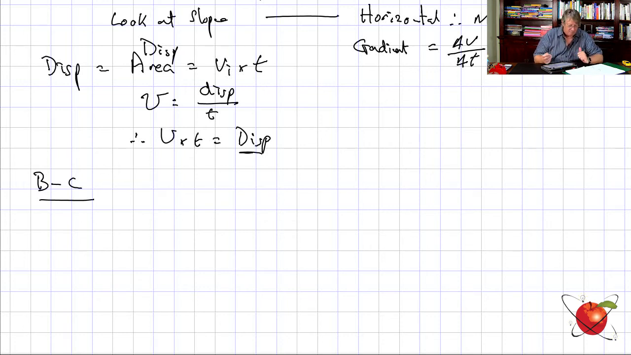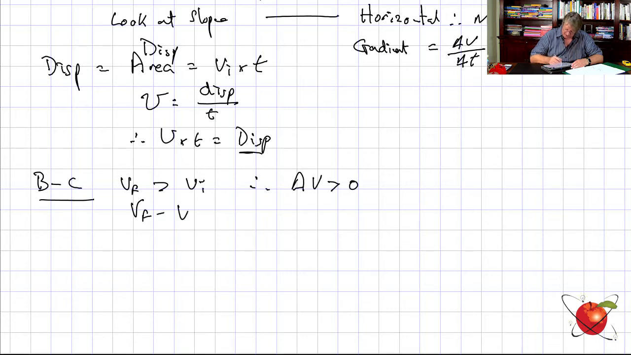B to C. I can see that V final is greater than V initial. Therefore, delta V is going to be positive, because VF minus V initial is greater than 0, isn't it? I hope this is not fading on the recording. I don't think it should be. It's just because it keeps losing my eyes. But anyway, never mind. It's wonderful technology actually, isn't it? So we say, therefore it's positive.